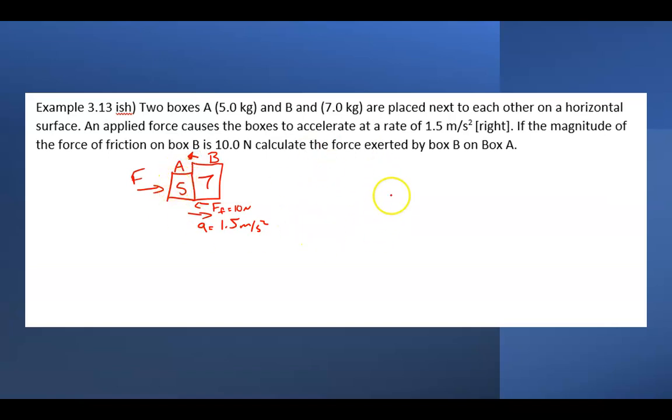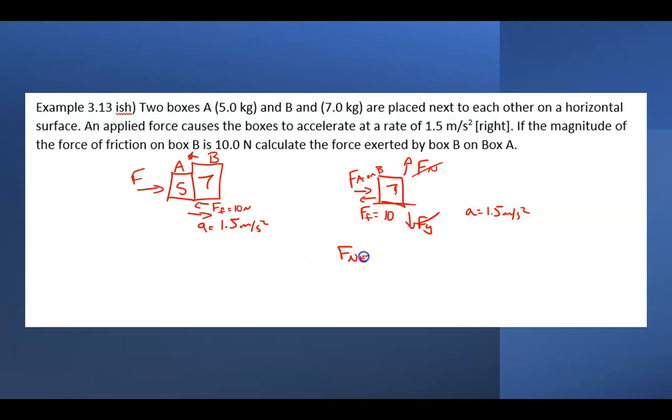Well, if we isolate what's happening here on box 7, we've got a force of A onto B, a force of friction equal to 10, a force of gravity, and a normal force acting in this direction, but these two cancel themselves out because this is moving horizontally. And so these two forces are acting together in order to accelerate this box 1.5 meters per second squared.